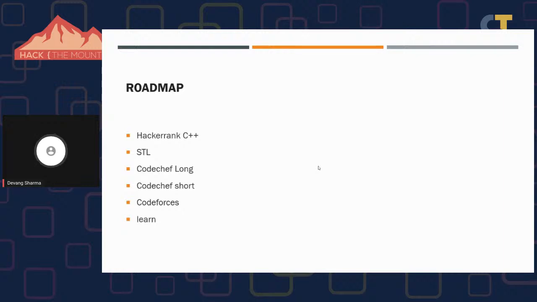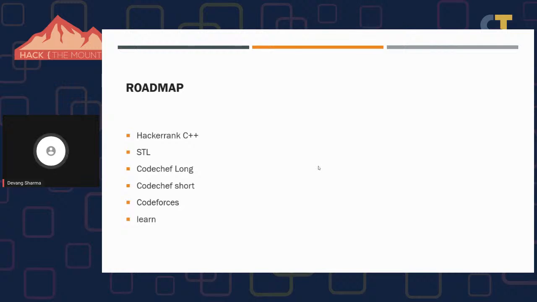So these things you can learn on HackerRank very easily, because the interface is very good and the test cases are generally visible, so you can see which test case is wrong and what you have printed. So it will help you boost your confidence and improve your skills. So first of all, visit HackerRank, get some practice on C++, then start learning STL, the standard template library.